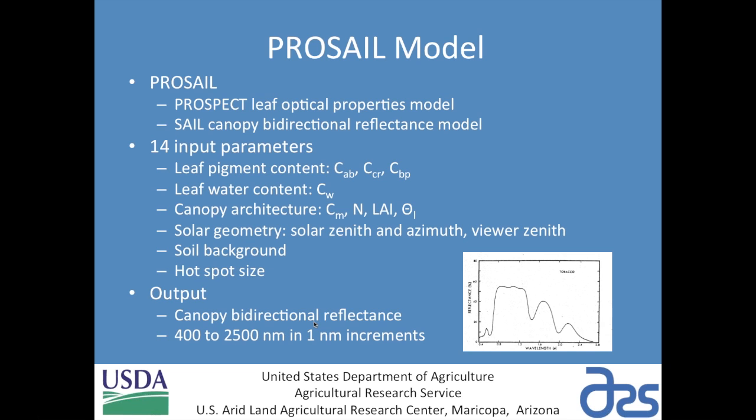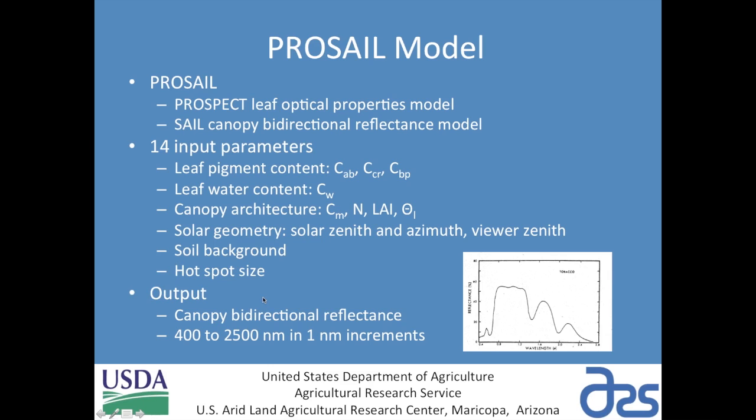A little more about the PROSAIL model. PROSAIL is a combination of PROSPECT, which is a model of the way that light interacts within a plant leaf, how the plant leaf structure treats light, reflects it, absorbs it, and transmits it. And the SAIL model, which is essentially a model of how solar angle, solar geometry affects how light is reflected from a plant canopy. 14 input parameters are required that describe leaf pigment, leaf water content, canopy architecture parameters, solar geometry parameters, and some others.